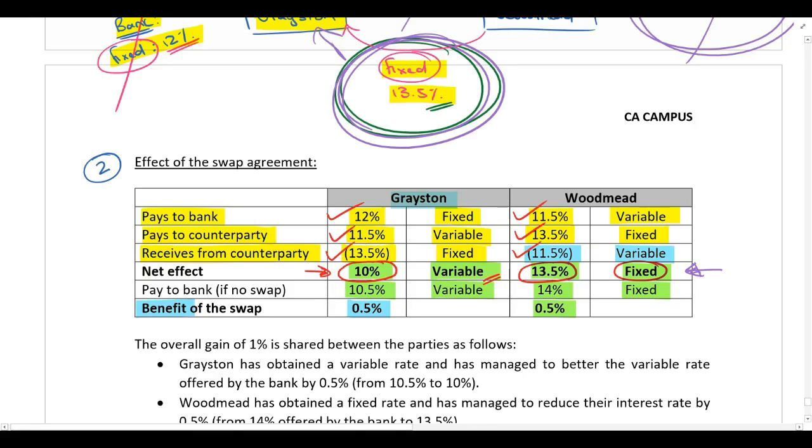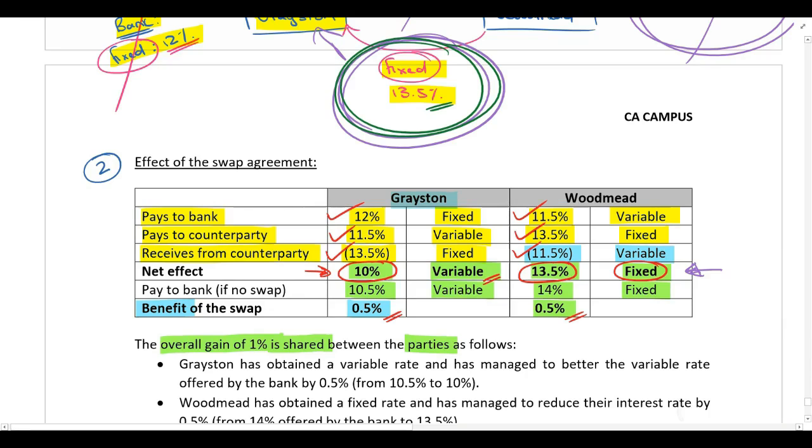So please note, that is how the overall gain of 1% is shared between the two parties. Each of them has a gain or a benefit of 0.5%. Now, please note, the benefit does not have to be shared equally between the two counterparties. We could have had a benefit here of 0.4% and a benefit here of 0.6%. It just happens in this question that they are both benefiting equally from this agreement.